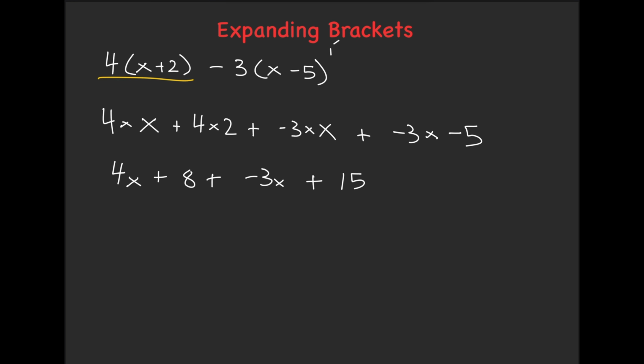And now we can collect the like terms and simplify this expression even further. So 4x plus minus 3x is the same as 4x minus 3x. So 4x minus 3x is just x plus 8 plus 15. And so our final answer is x plus 23. And that's how you would expand those brackets.